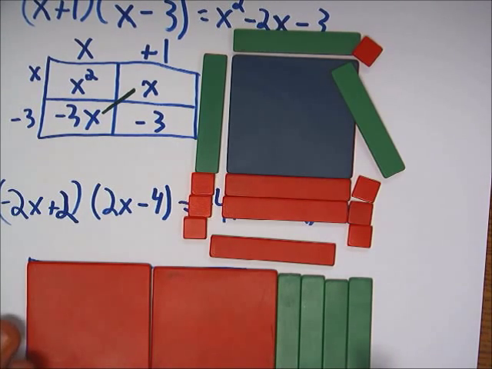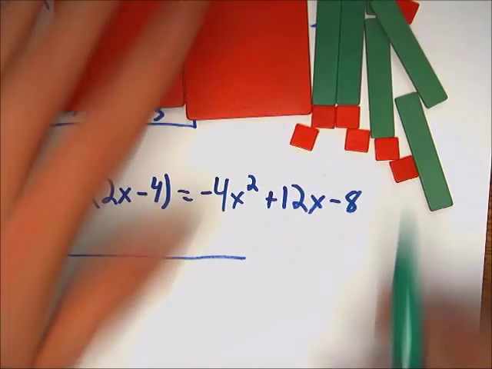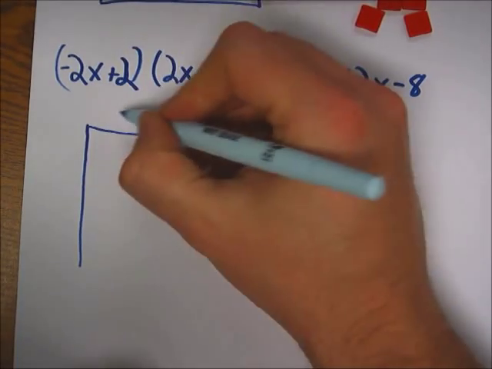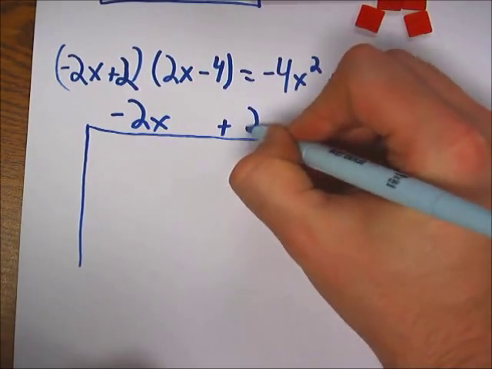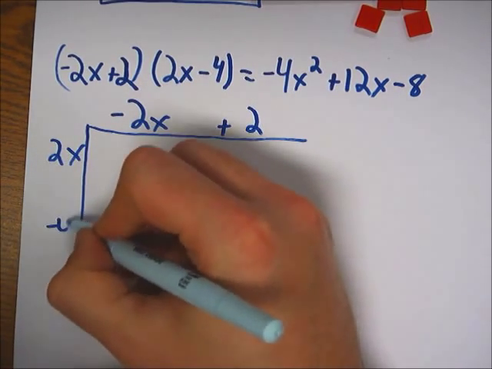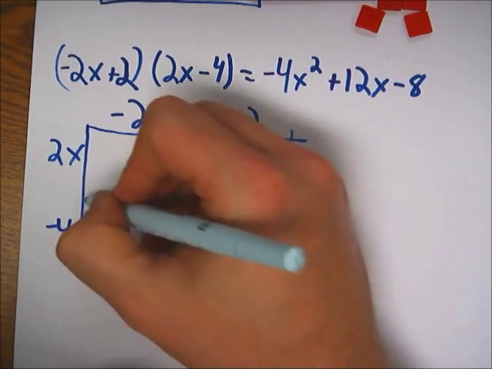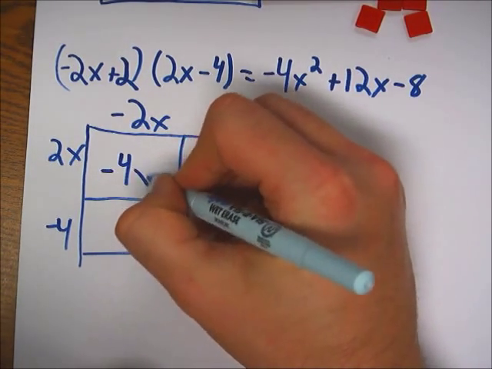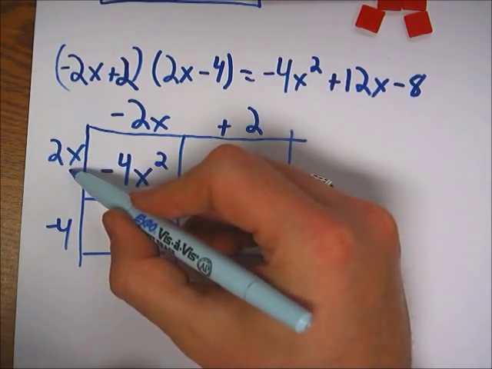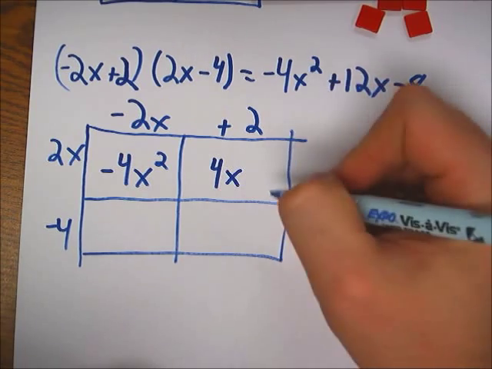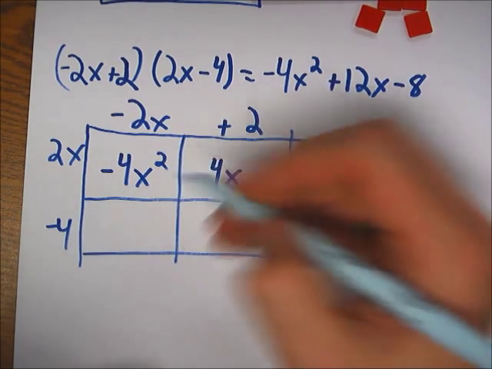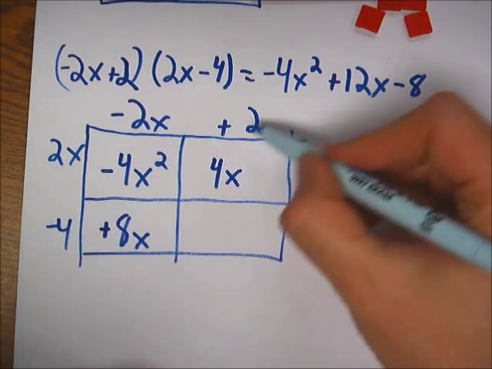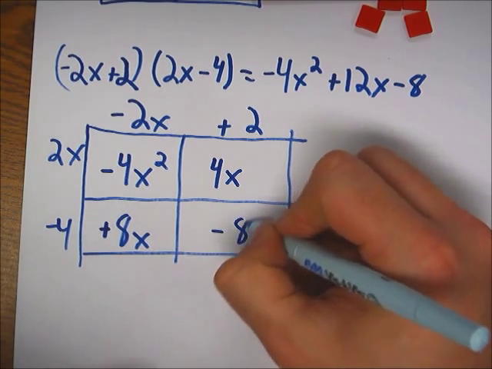So, if I was going to do the exact same example I'd done earlier on bottom, using my box method, I would just do negative 2x plus 2 times 2x minus 4, make it into its own box. Negative 2x times 2x gives me negative 4x squared. Negative 2x times negative 4 gives me a positive 8x. 2 times 2x gives me a positive 4x. And negative 4 times 2 gives me a negative 8.